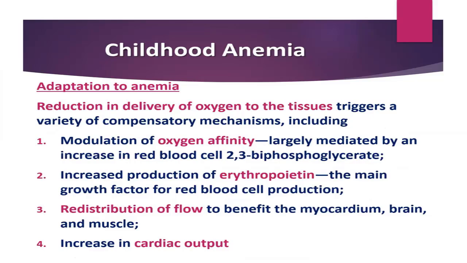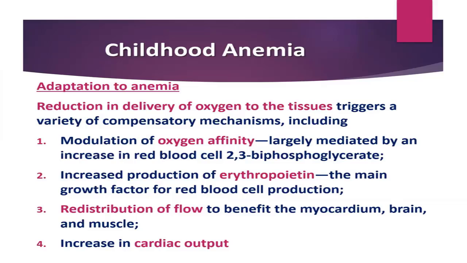How does the body adapt itself to anemia? Due to reduction in delivery of oxygen to the tissue, this will trigger a variety of compensatory mechanisms, like modulation of oxygen affinity due to increase of 2,3-bisphosphoglycerate. When this compound increases in RBCs, it will decrease the affinity between hemoglobin and oxygen to make oxygen more readily delivered to the tissue.